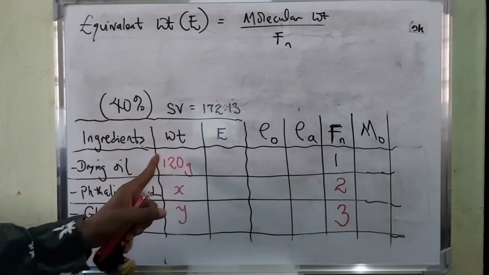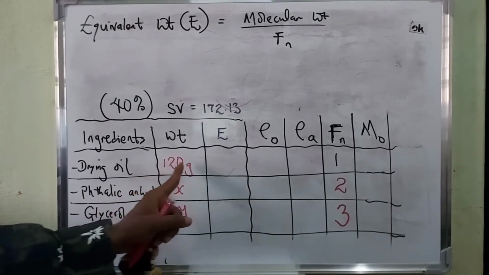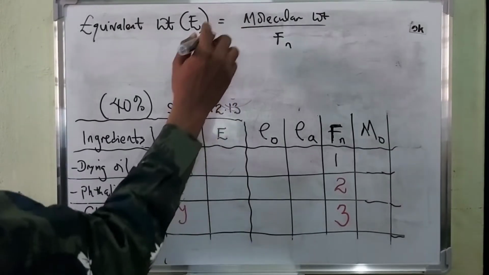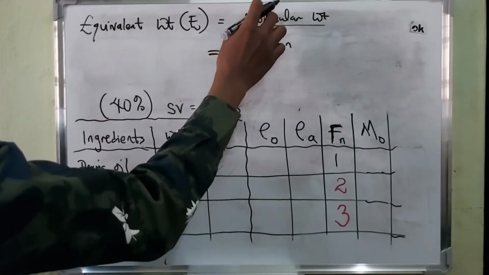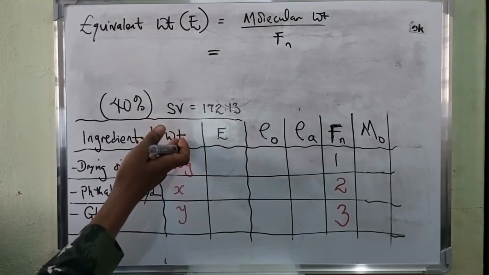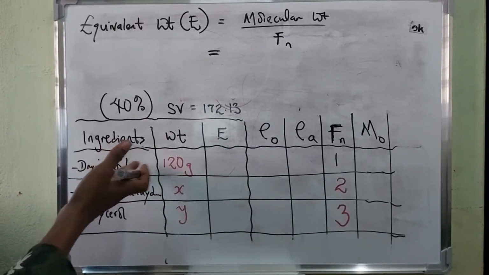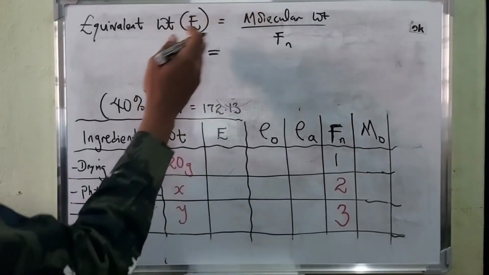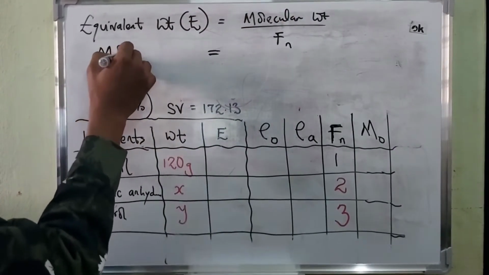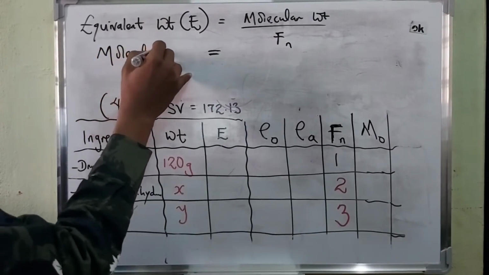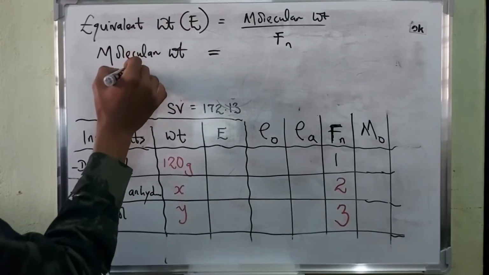Okay. Now for the drying oil, which is 120 grams of weight, we can get the equivalent weight, but molecular weight is different from this. This is just the actual weight in grams we will be measuring for the oil for the resin synthesis. So the molecular weight has its own formula. I have the molecular weight of the oil, in particular.